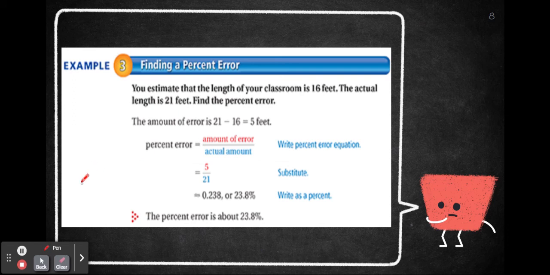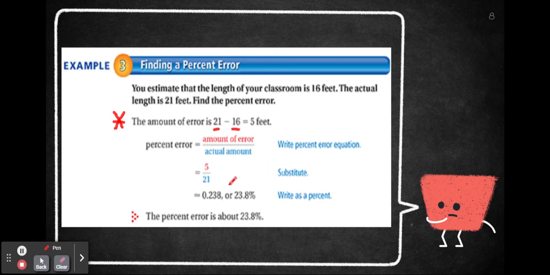Here's an example of finding a percent error. It says you estimate that the length of your classroom is 16 feet. The actual length is 21 feet. Find the percent error. The amount of error is calculated by subtracting. If the actual amount was 21 feet and you estimated that it was 16 feet, we'll start with the greater amount, subtract the smaller amount, and we're left with 5 feet.